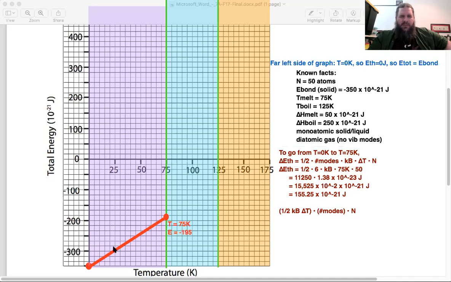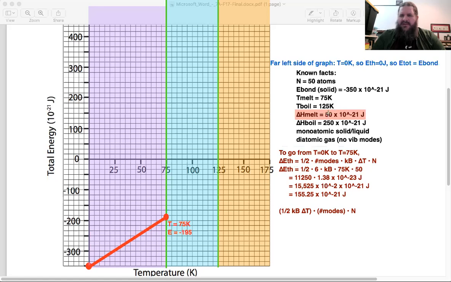At this point, though, we've now reached 75 Kelvin and we keep adding energy. It can't keep getting hotter yet, though, because what has to happen first? Yeah, it goes through this phase change, it melts. And how much energy does it take to melt this? What information do we know about the melting process here? 50 times 10 to the negative 1 joules. Yeah, that is the energy it takes to melt.